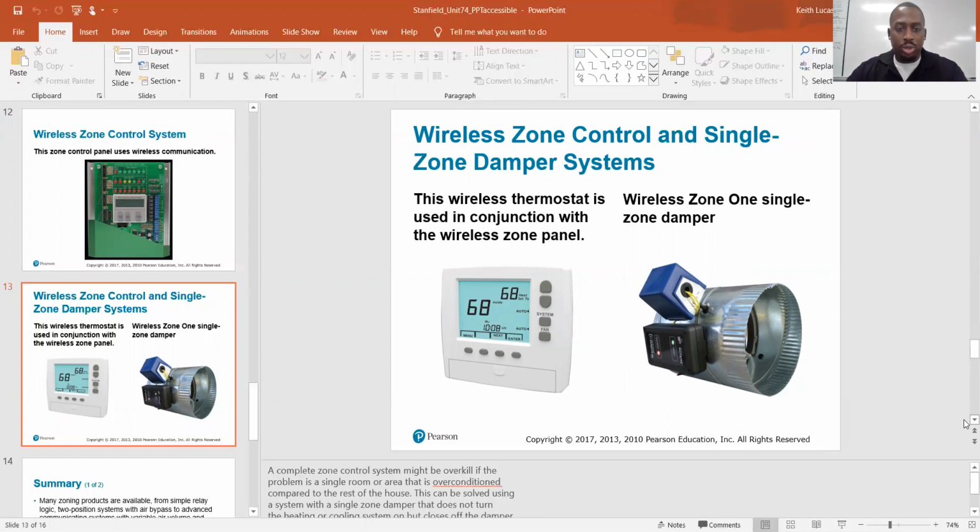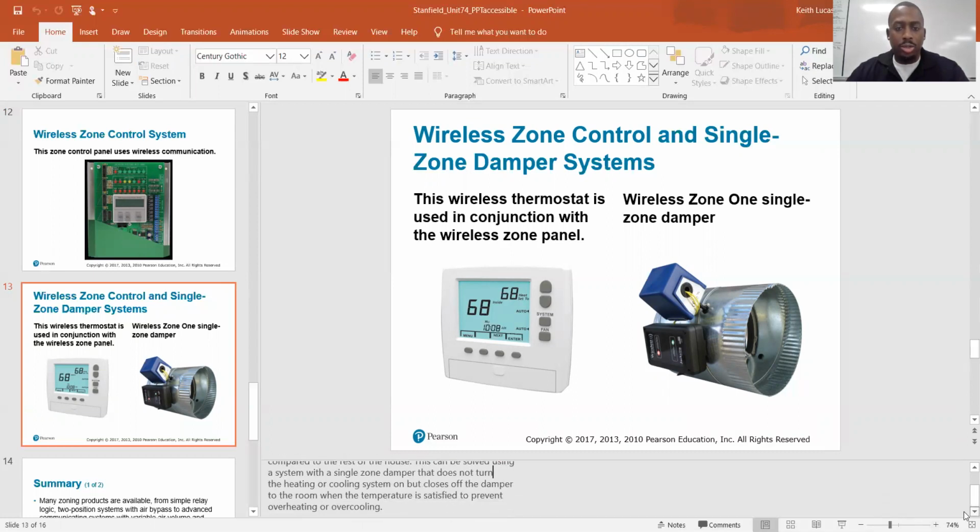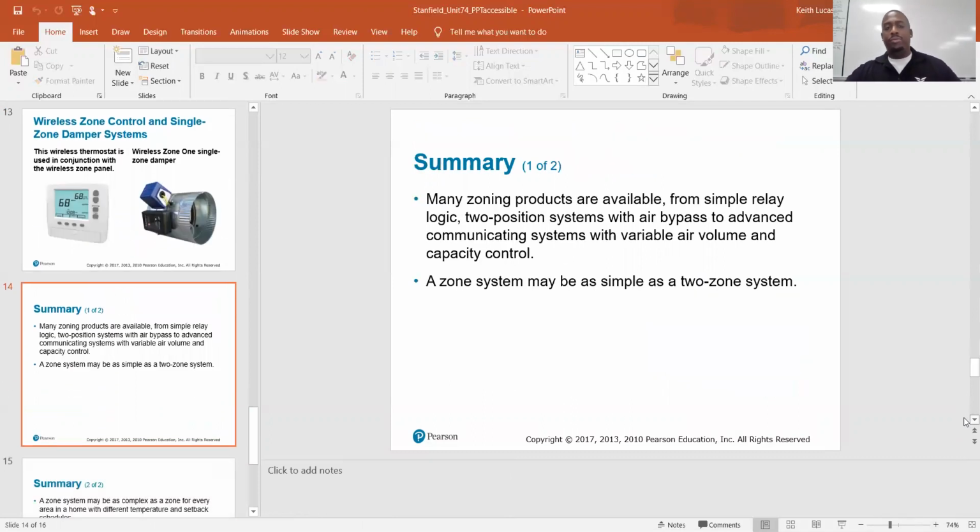So a complete zone control system might be overkill if the problem is a single room or area that is overconditioned compared to the rest of the house. This can be solved by using a system with a single zone damper that does not turn the heating or cooling system on, but closes off the damper to the room when the temperature is satisfied to prevent overheating or overcooling. So that is the whole point of zoning, to be able to control a particular area, if not all the areas, at your own free will.